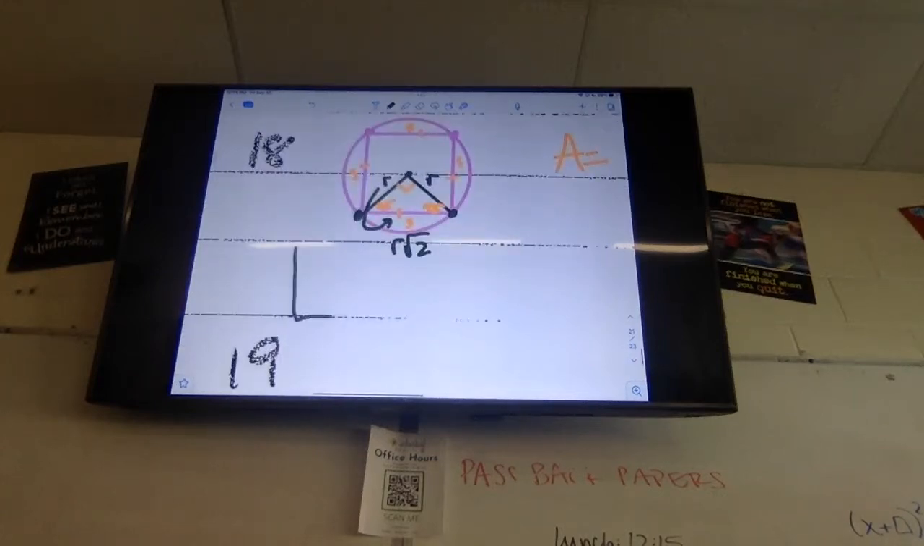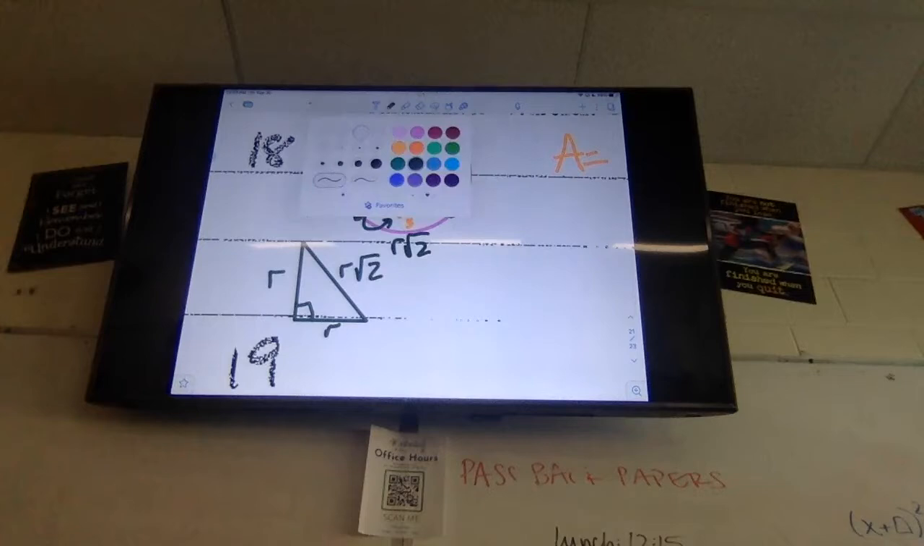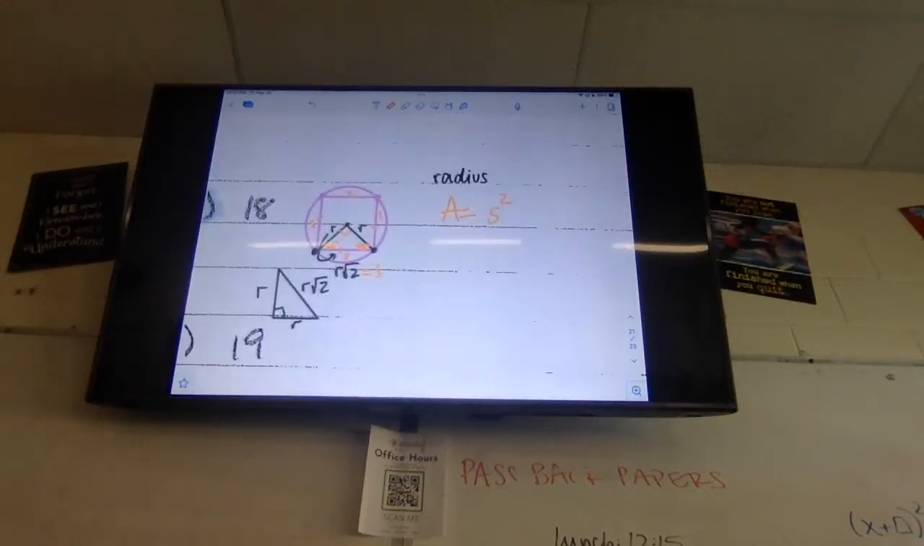So I've got a little right triangle going on here. These sides are both R, and this side is R root 2. Now, I already labeled that side as what? A little s. That's the same thing as s. So the reason we wanted to look at it this way is I don't want s in my area. I want to use r. So instead of s, what can I write? R root 2. All of those little sides of the square are R root 2.